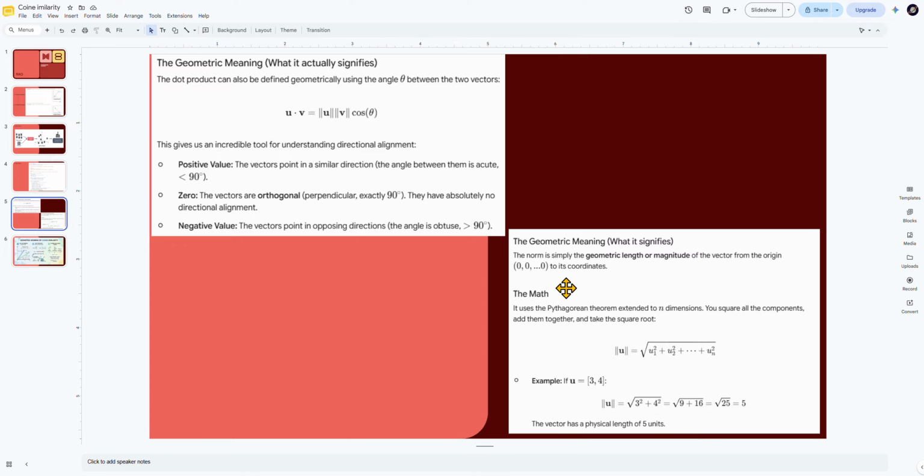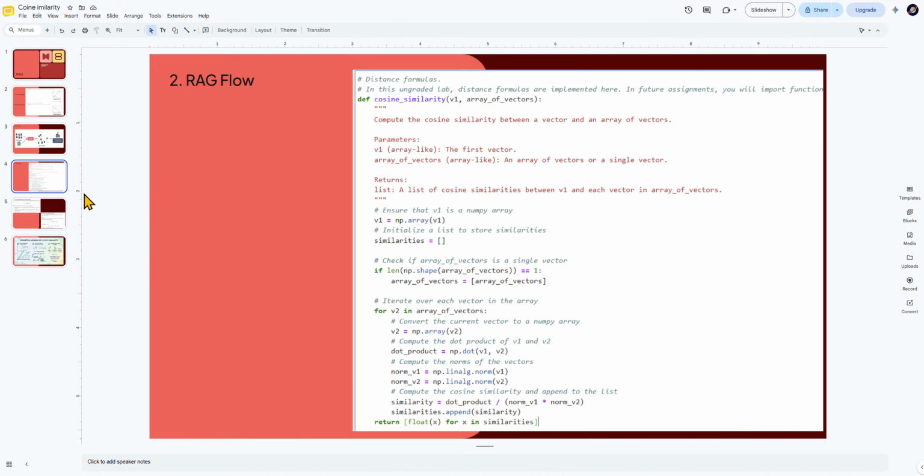The second part is to calculate the normalization. So, for example, you have a vector 3 and 4. Normalizing is basically you do a square, which nullifies the negative part, then add them up and take the square root of it, and you get this value. Then you divide the dot product by the product of the normalized values of each of these.